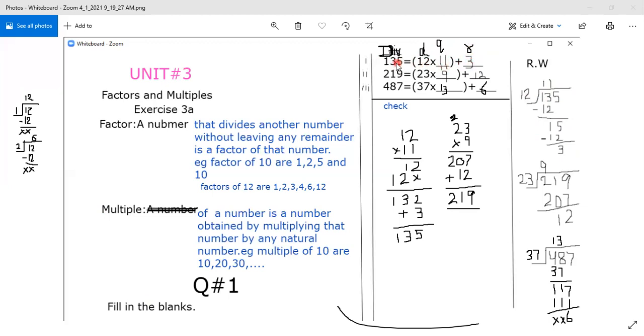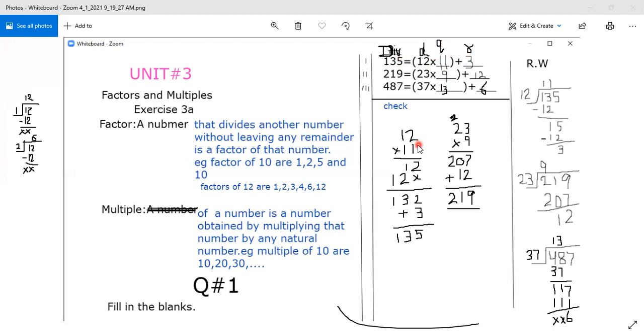When we divided 135 by 12, our quotient is 11. We will place our quotient in the first blank. Our remainder is 3. We will place our remainder 3 in the second blank. Now, it gives the sense that 12 times 11 plus 3 is equal to 135. Or in other words, dividend is equal to divisor multiplied by quotient plus remainder.